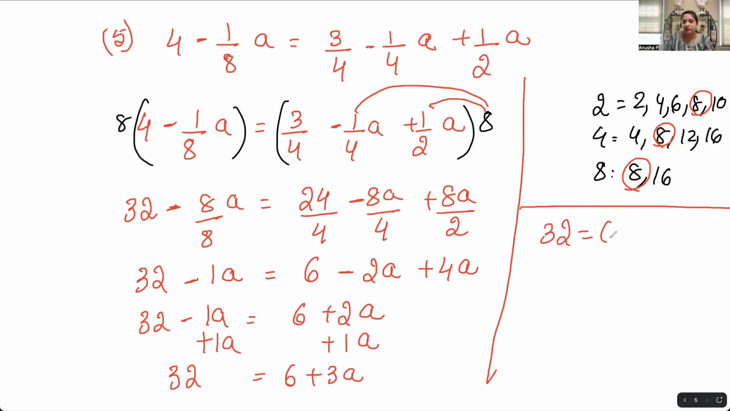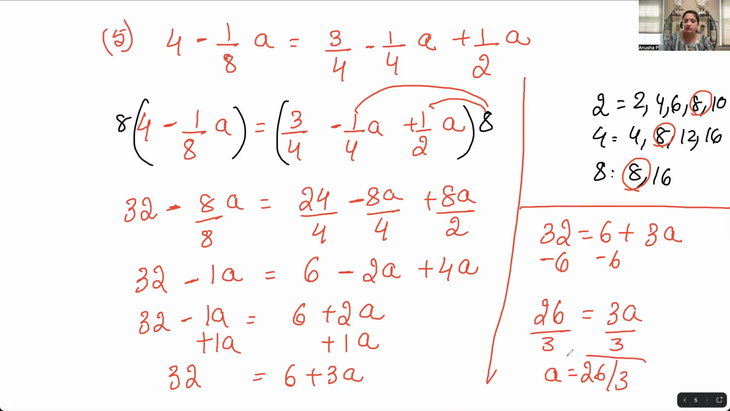32 equal to 6 plus 3a. Subtract 6 on both the sides. 32 minus 6 is 26, which equals 3a. The reverse operation for multiplication is division. So a equals 26 over 3.